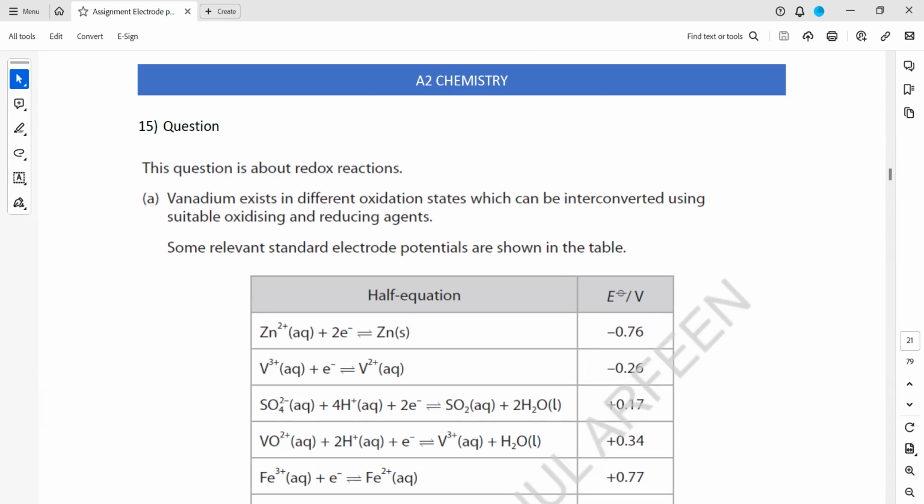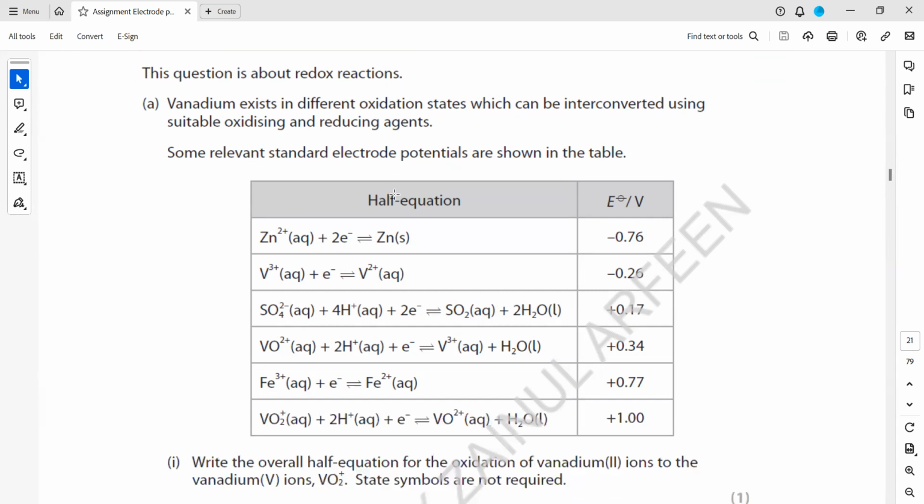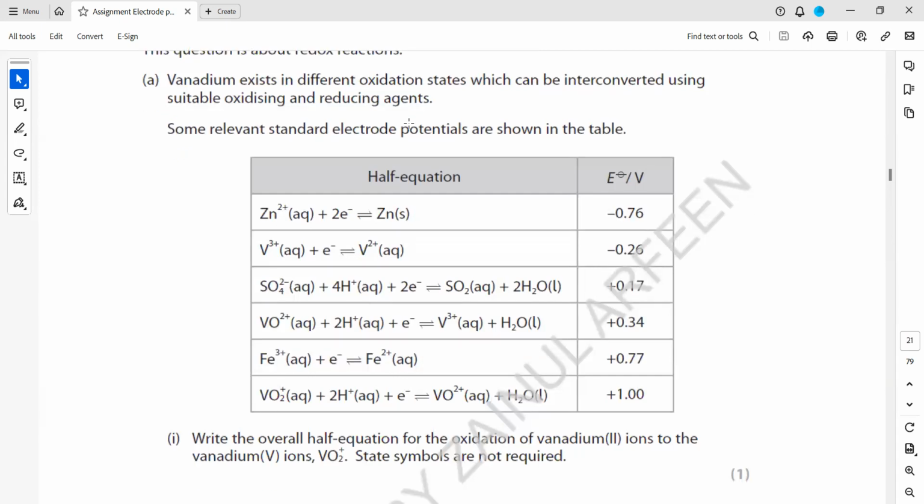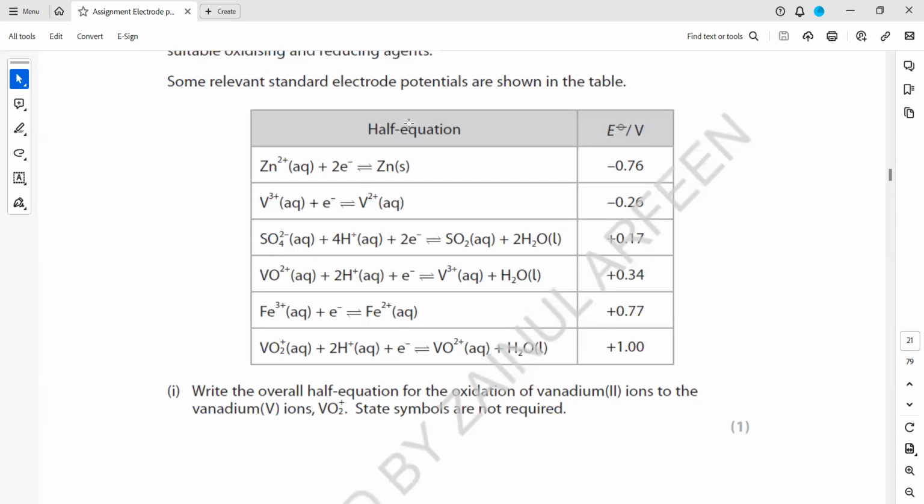This question is about the redox reaction. Vanadium exists in different oxidation states, which can be interconverted using suitable oxidizing and reducing agents. Some relevant standard electrode potentials are shown. You can see for zinc, if an electrode potential is negative, it means the reverse reaction is feasible. If the electrode potential is positive, it means the forward reaction is feasible.